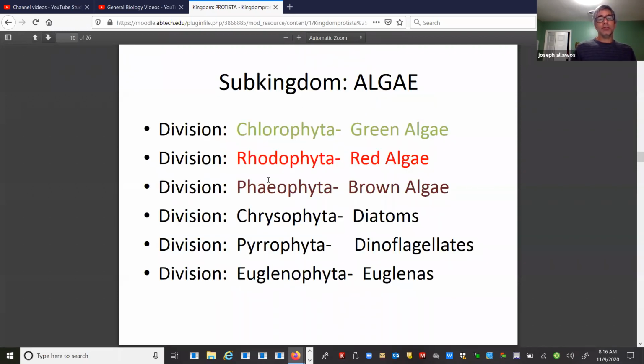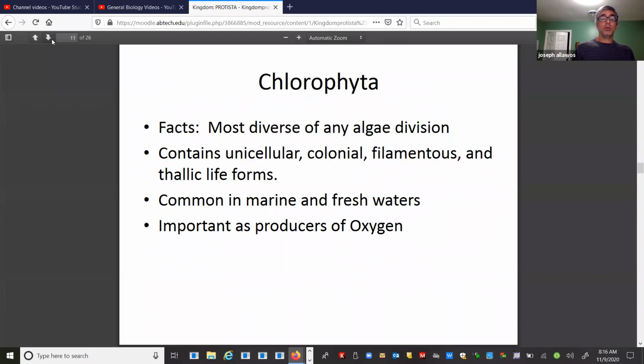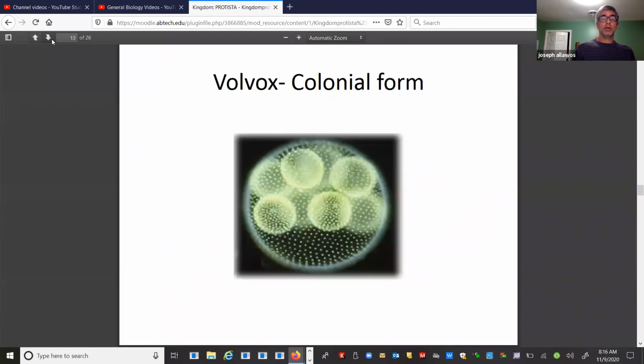All right, then we get to the algae. And the algae, we have all these divisions. I'm not sure that all of these divisions are on your sheet, and that's okay. So just worry about the ones that are on there. I know the green algae and the red algae, and I think the browns are on there. So just refer to the sheet, but we'll just say a few words about each of these. The greens are the most diverse, and I would say the one that you're probably the most familiar with.